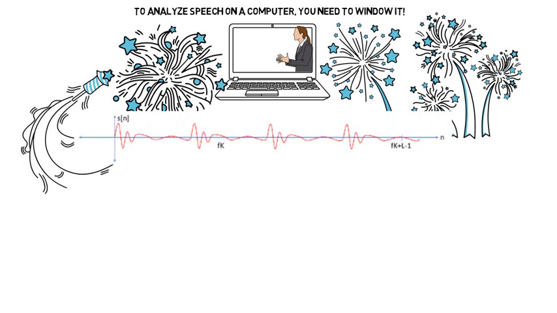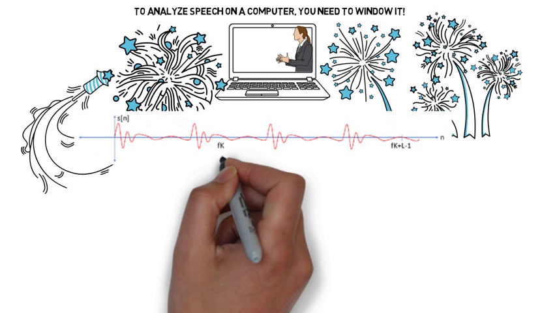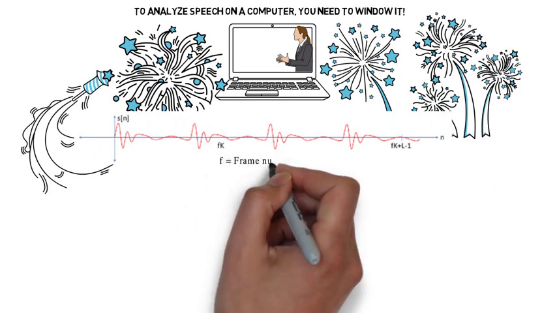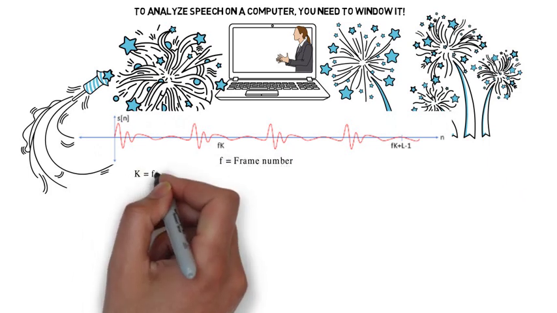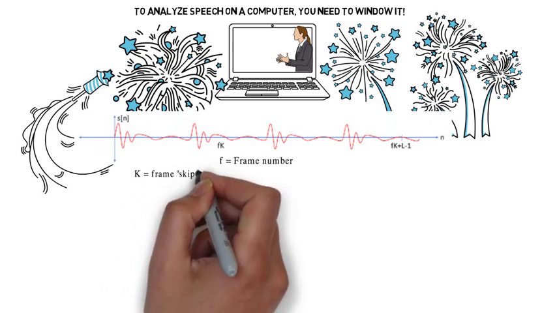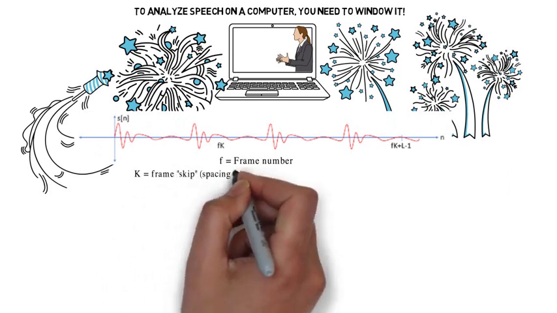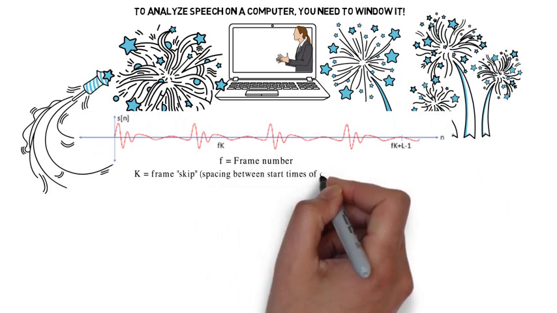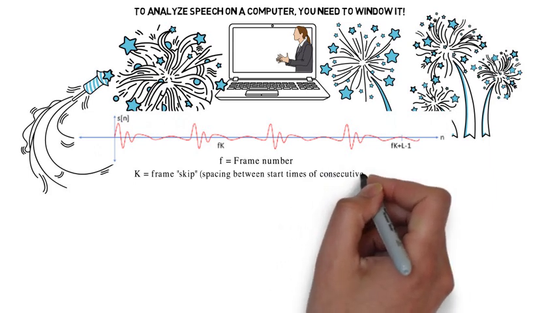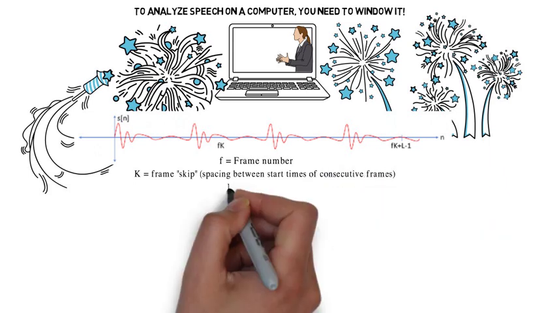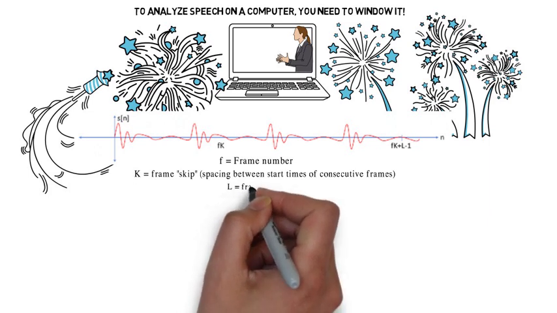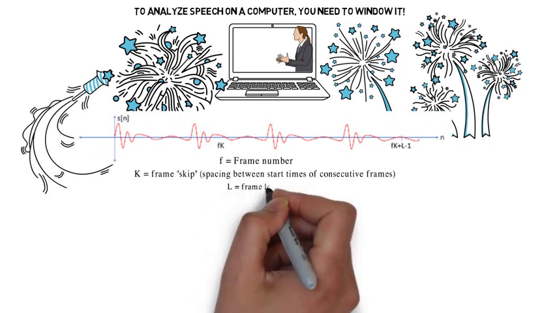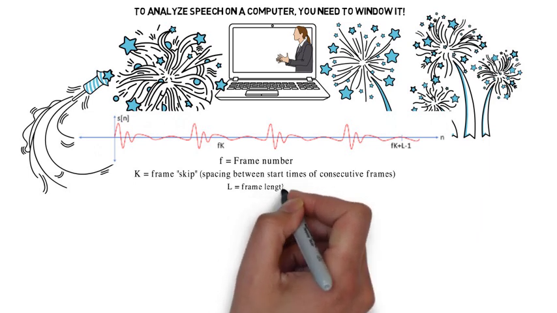And we're going to do this using something that looks a little bit like this drawing. We're going to cut the speech into frames. So let's let little f equal the frame number, and let's let capital K be the number of samples that we skip in between the start of consecutive frames. And that's not necessarily the same as the frame length. So in speech analysis we usually want to have overlapping frames. Maybe they overlap by 50% or maybe sometimes by as much as 90%, depending on the algorithm that you're using.